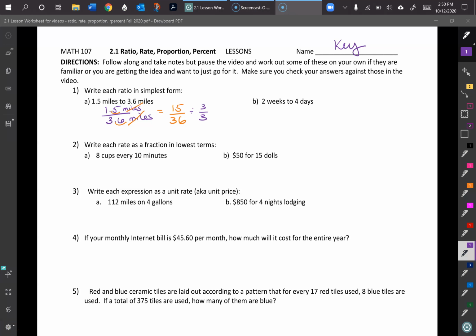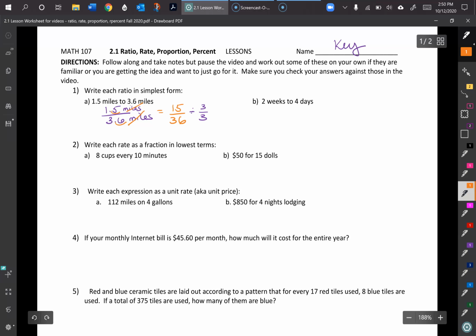So we have 15 over 36. We have a common factor of 3, so we would divide top and bottom by 3 over 3, and we would get 5/12 as our answer. And that would be simplest form. Now you can just put this into your calculator and get an answer using your fraction key, but I want you to know how to do it quickly using just division, and just simplify and understand the concept here of what I mean by simplify.